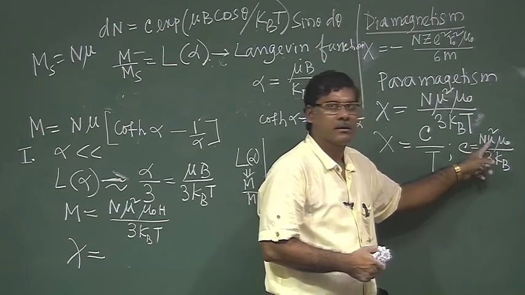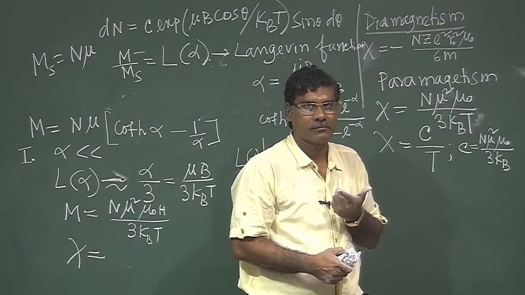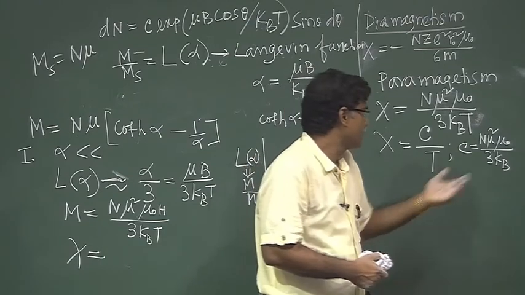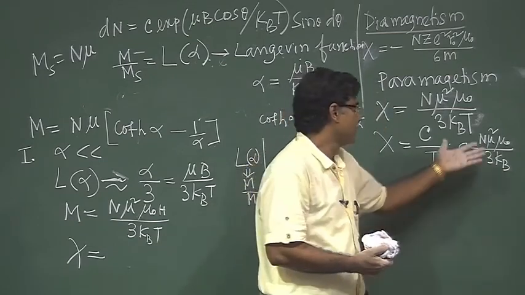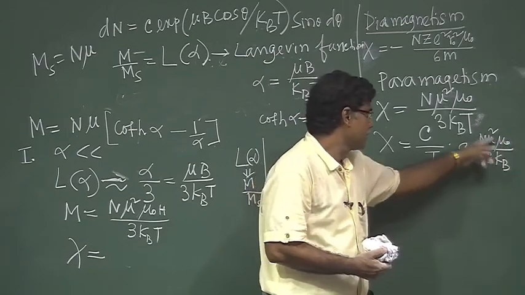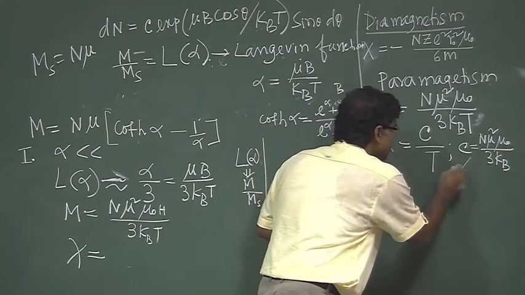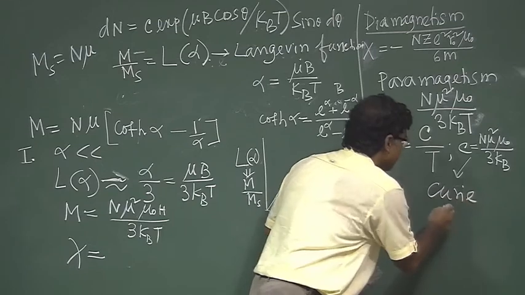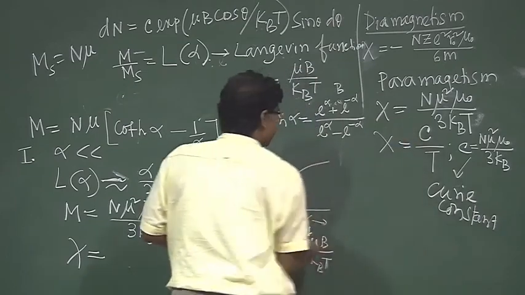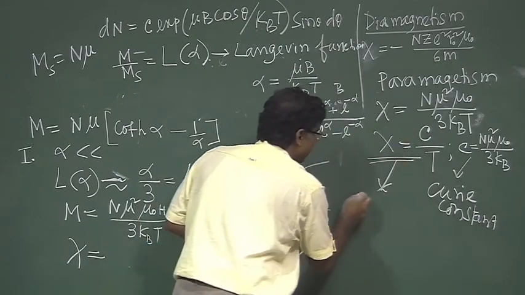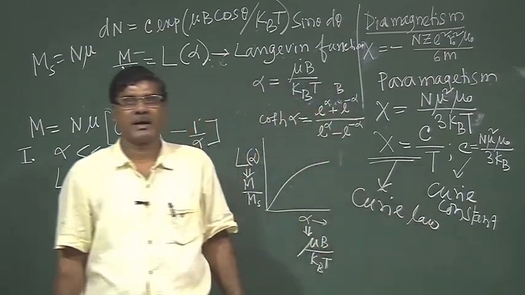Because the dipole moment attached with each atom is constant for a particular type of atom. And n, the density of the material, is also constant, it does not depend on field or other things. Everything here is constant. Thus C is constant, called the Curie constant, and chi equal to C by T is called the Curie law of paramagnetic material.